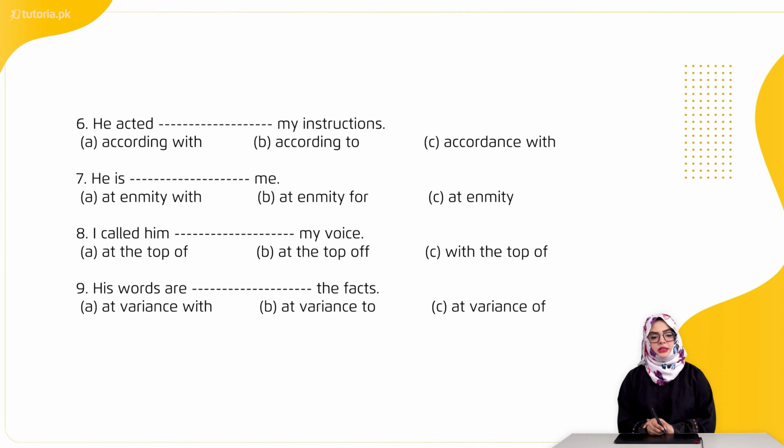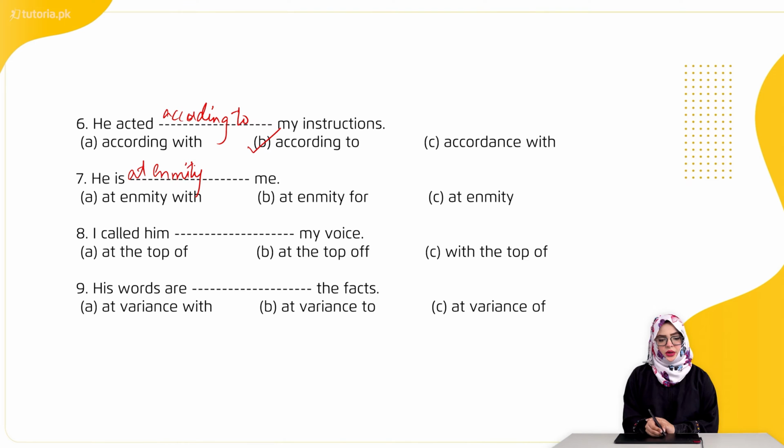Sixth is he acted dash my instructions. He acted according to my instructions. This would be option B. Seventh is he is dash me. He is at enmity with me. It would be option A. Eighth is I called him dash my voice. I called him at the top of my voice. It would be option A.